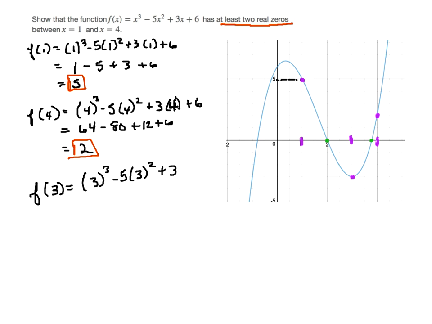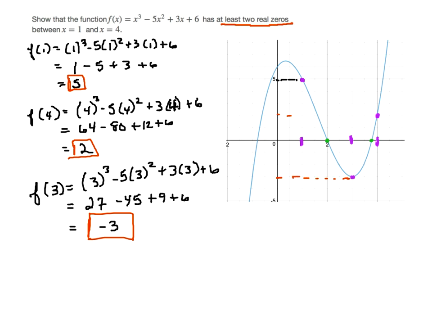3 cubed minus 5 times 3 squared plus 3 times 3 plus 6. So 3 cubed is 27. 3 squared is 9 times negative 5 is negative 45 plus 9 plus 6. And 27 minus 45 plus 9 plus 6 equals negative 3. So since the value 3 is between 1 and 4, and I've changed signs there, that means that I had to cross over the x-axis twice to get back to that positive value. So I crossed here and here.